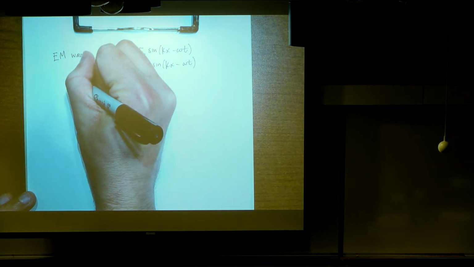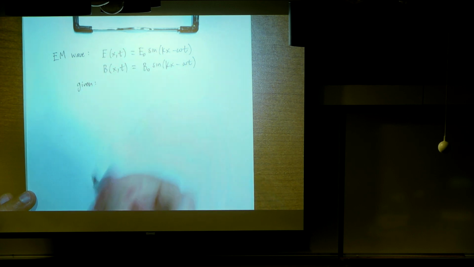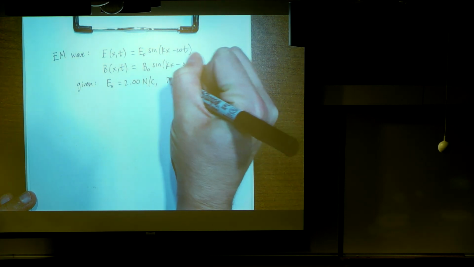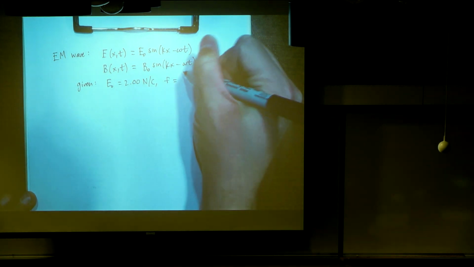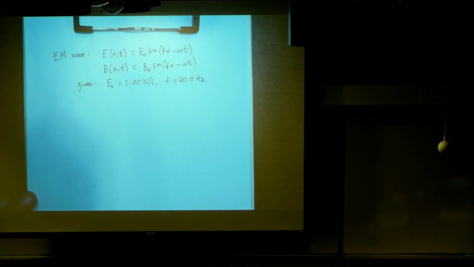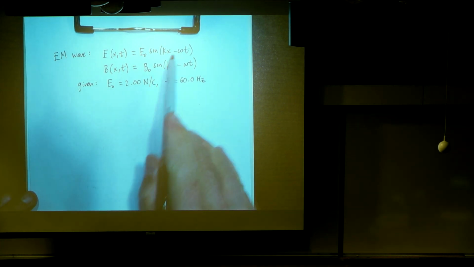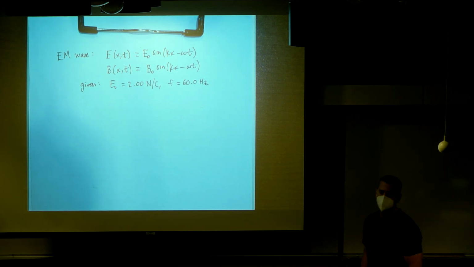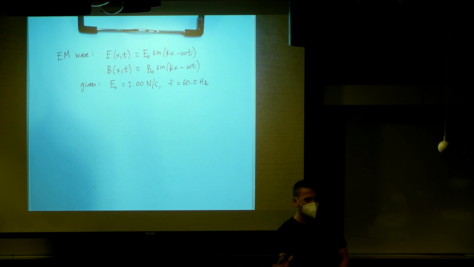so what are we given? We know that E naught is 2 newtons per coulomb. We also know the frequency f is equal to 60 hertz. And that's all the information we're actually going to need to completely describe the wave, okay? So why don't we start with this? Given E naught, given the maximum value of the electric field, I can figure out B naught, the maximum value of the magnetic field. We derived a formula for this.